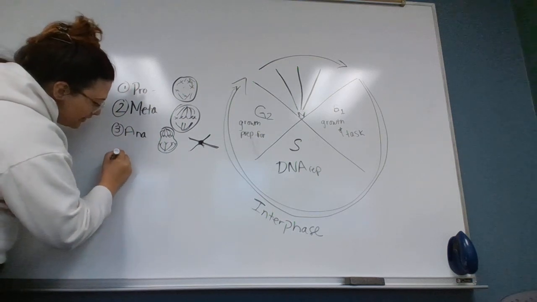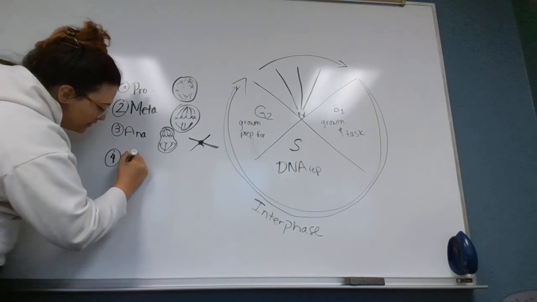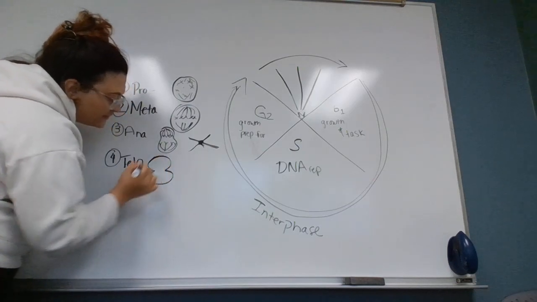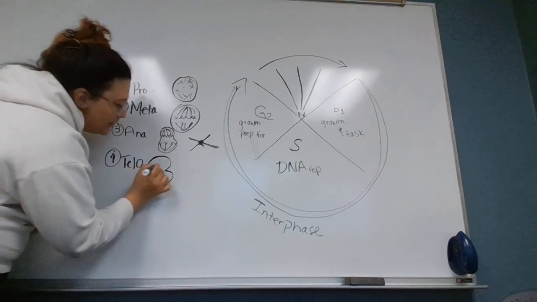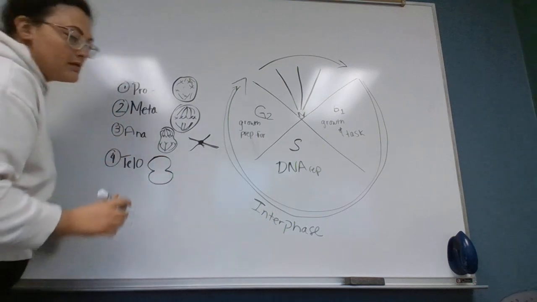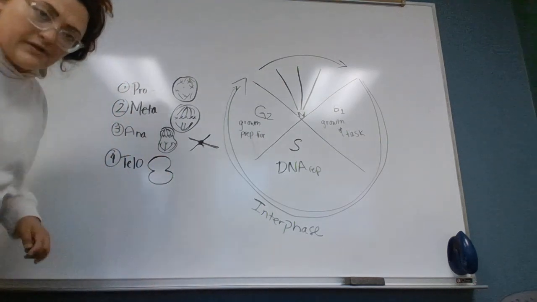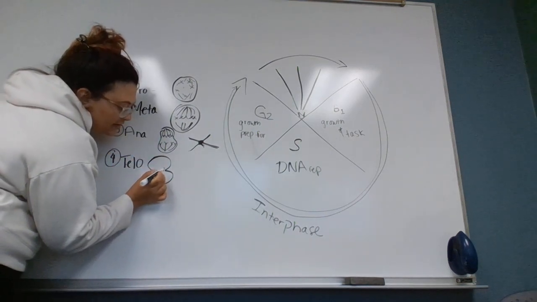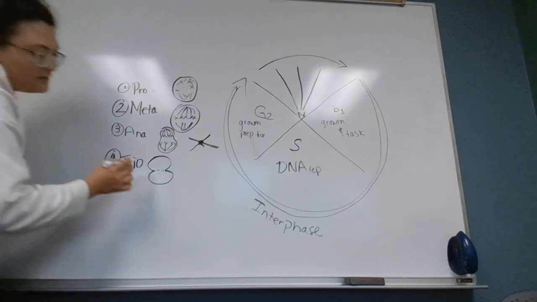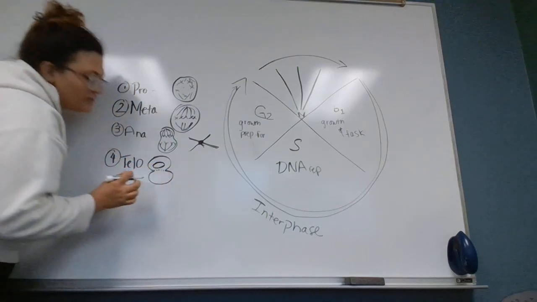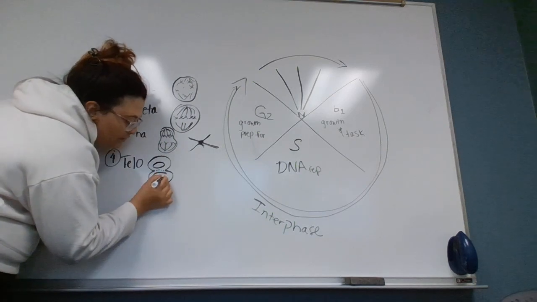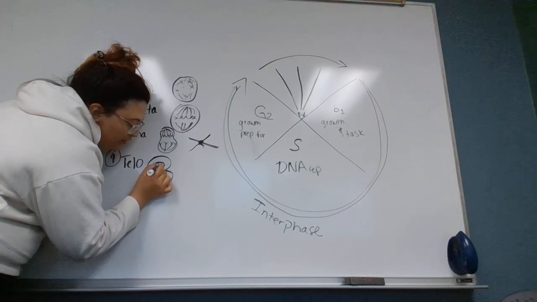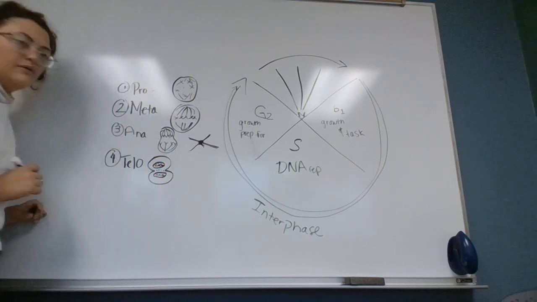And then the last phase of mitosis is called telophase. Now you can clearly see that it's beginning to pinch in and almost create two of them. And now the nuclear envelope is forming again, and the chromosomes are in the nuclear envelope.